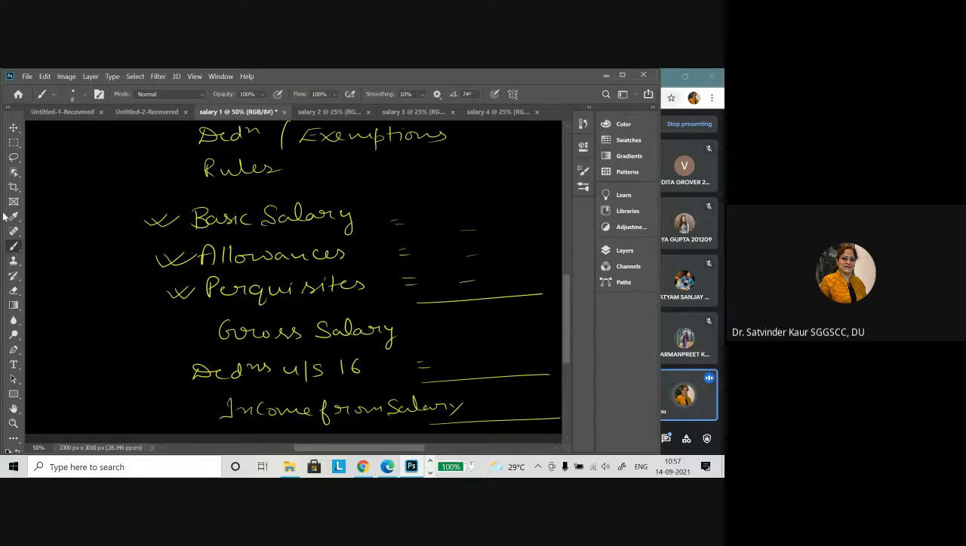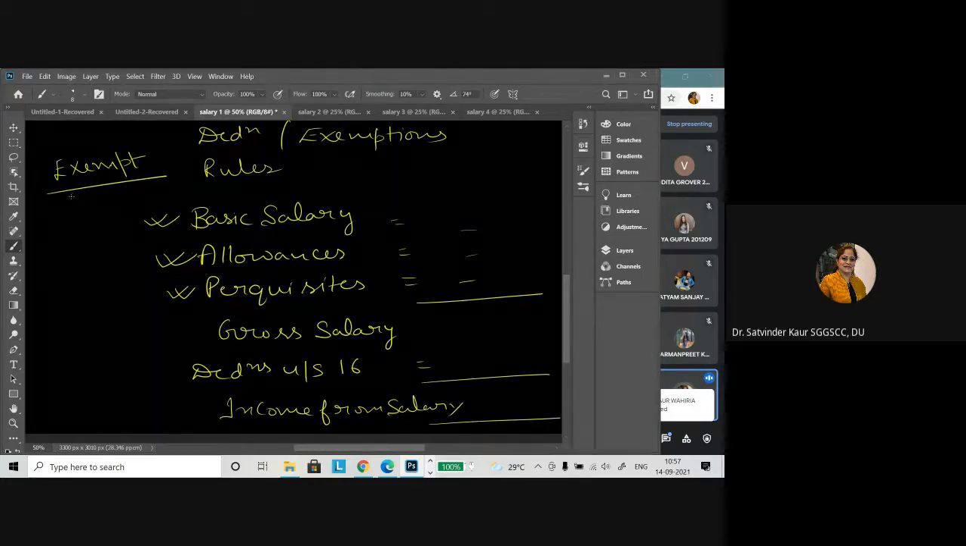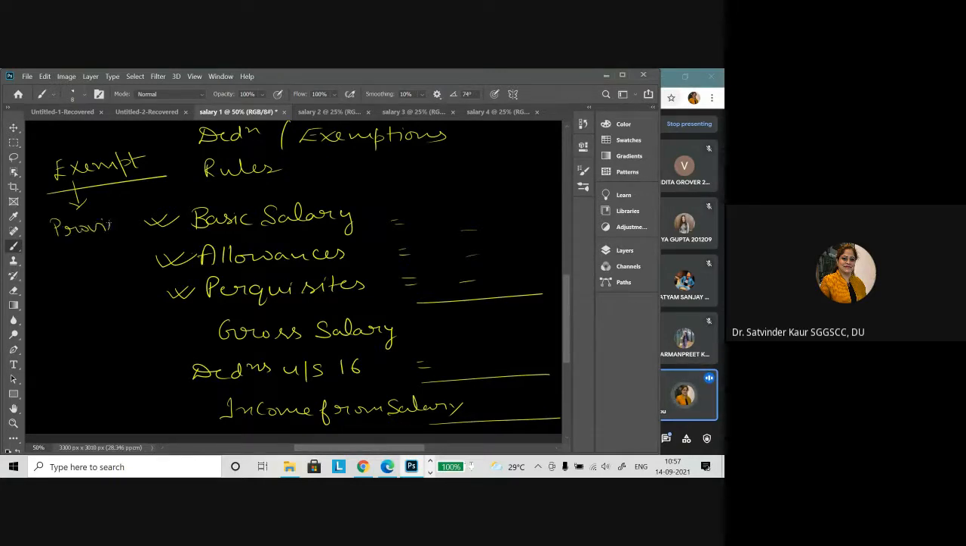Along with this, we also have to understand what incomes are exempt under the particular head. According to the exemptions, we have to take the particular value in the salary head. So we have to understand the provisions for exemption, and then we will include the taxable value or taxable income in the particular income, right?